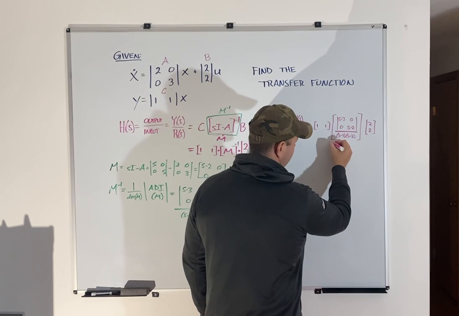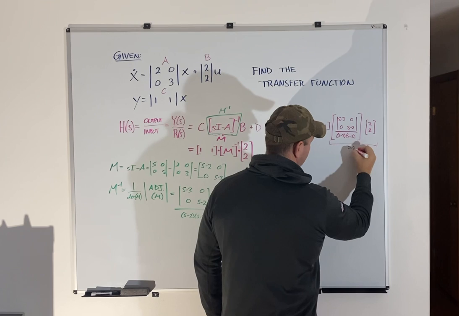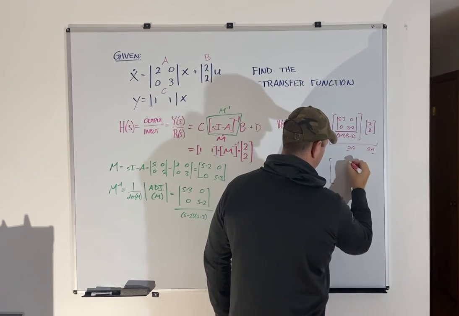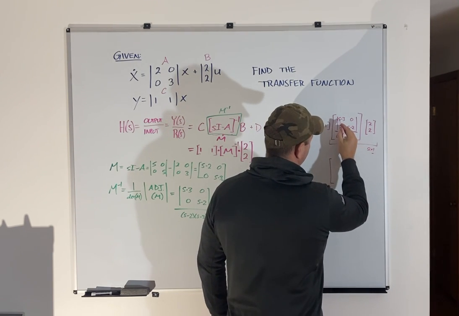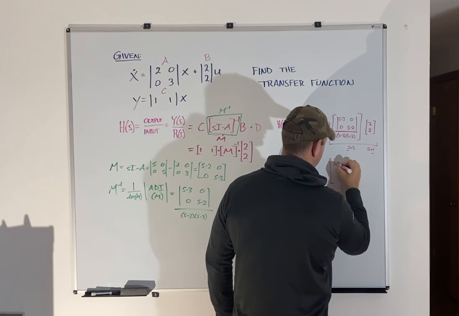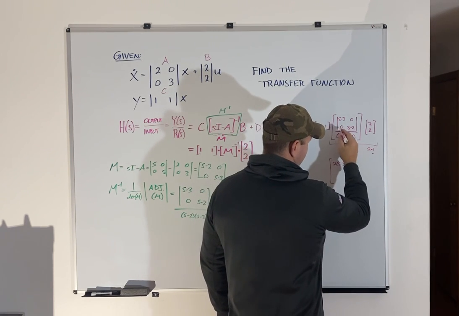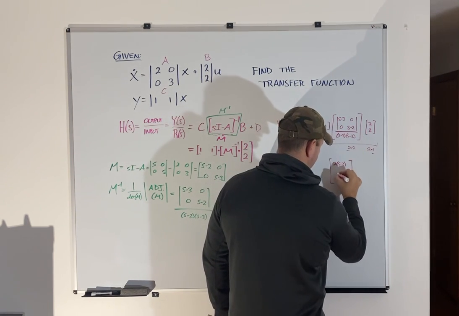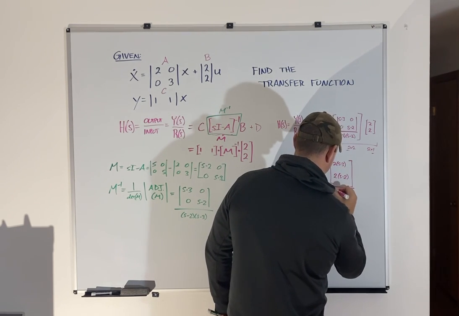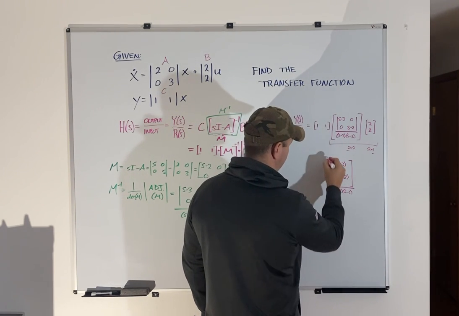So let's do this section first. Right here. That's going to be a 2 by 2 times a 2 by 1, leaving us with a 2 by 1. We're going to have s minus 3 times 2, so 2 times (s minus 3), and 0 times 2 is 0, then 2 times (s minus 2). And this whole thing divided by (s minus 3)(s minus 2).